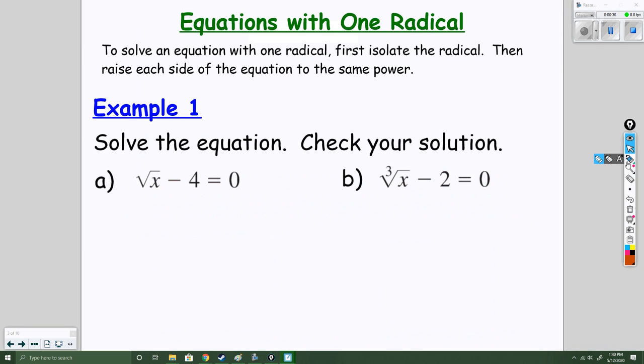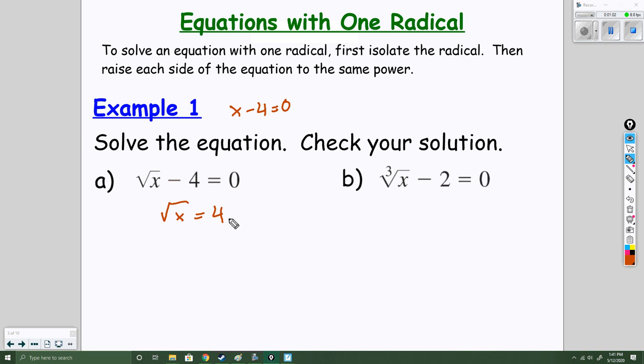All right, so when we're dealing with equations with one radical, what we've got to do is first isolate the radical. We'd solve this basically in general the same way we would solve the equation x minus 4 equals 0. We'd get x on one side by itself. In this case, we get the radical on one side by itself. So we add 4 as well.